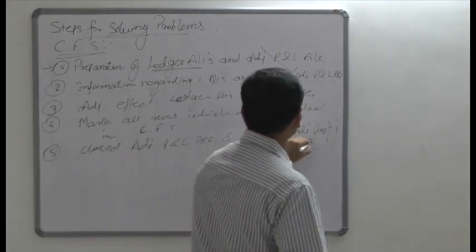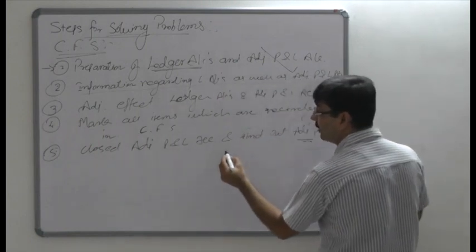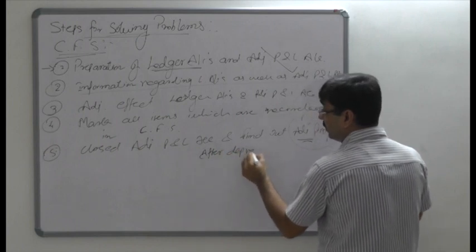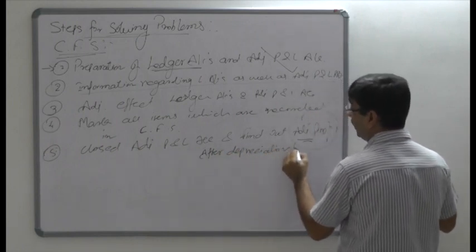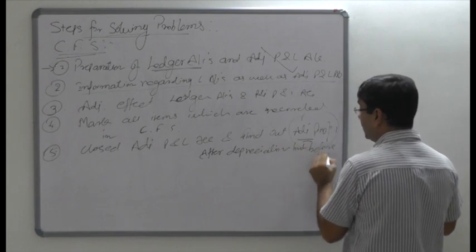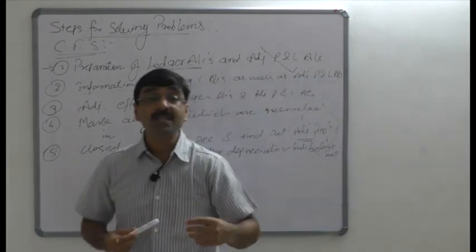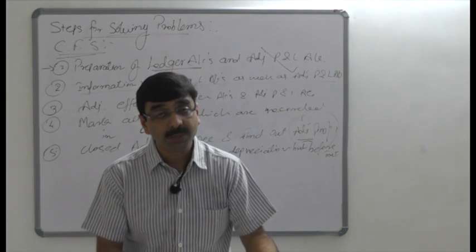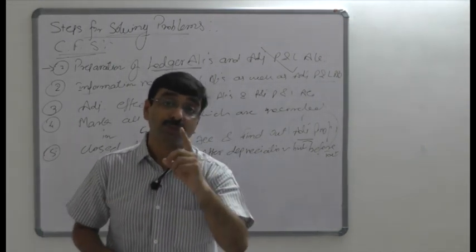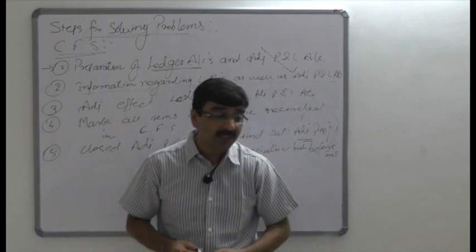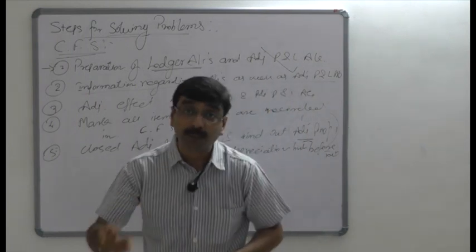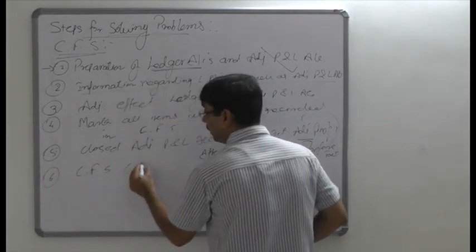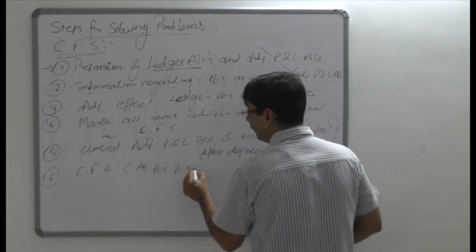Here I just want to mention this adjusted profit is considered after depreciation but before tax. So it is to be considered that the profit of the adjusted P&L account would be considered after depreciation but before tax. So this is your first part of the consideration. Now after this consideration, we'll move to the next part, that is to start with the cash flow statement as per Accounting Standard 3.